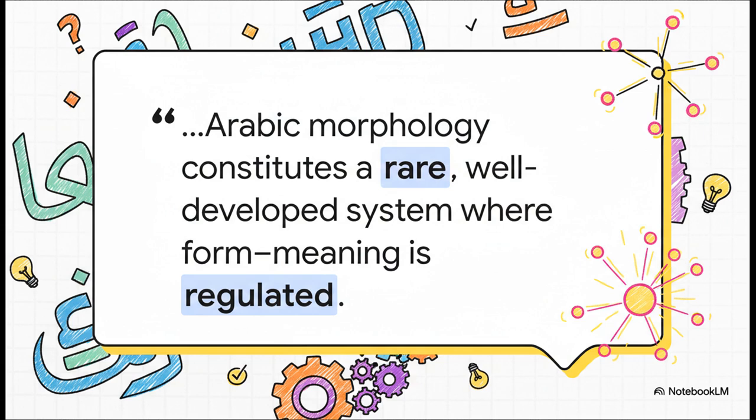Arabic morphology constitutes a rare, well-developed natural system in which form-meaning relationships are explicitly regulated. The big idea here is to look at the highly structured, incredibly regular system of how words are built in Arabic, and use it not as a piece of culture, but as an empirical model. It's like finding a working example in nature of how a system could systematically generate meaning.